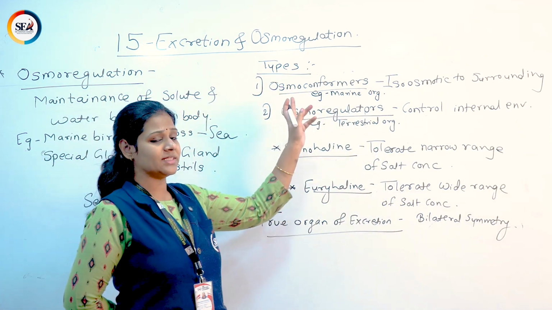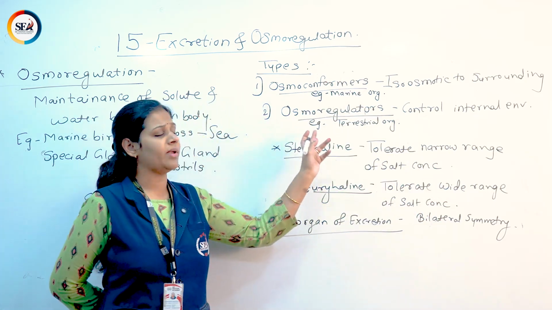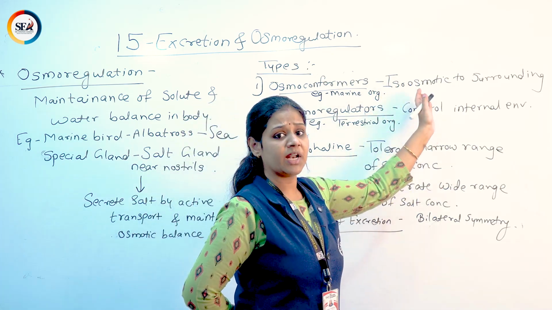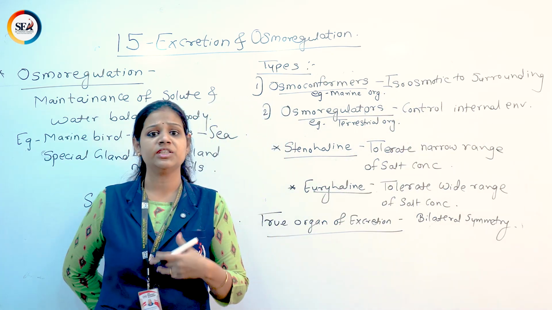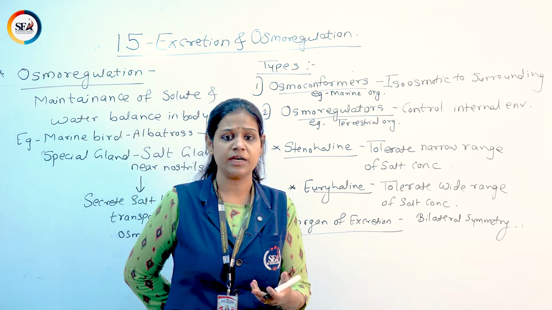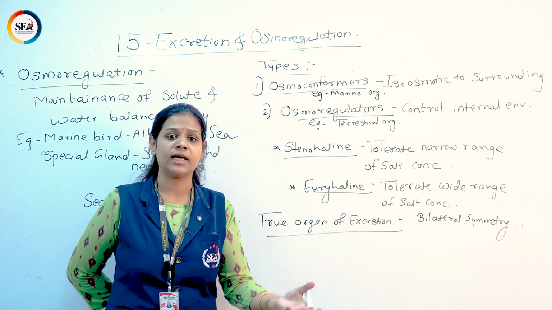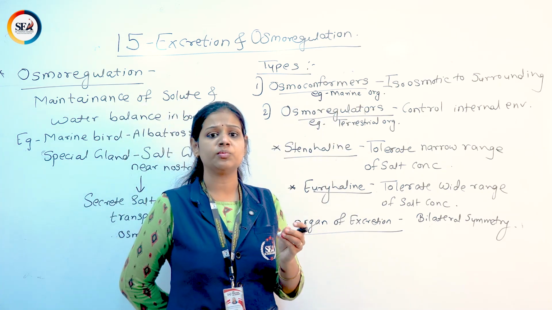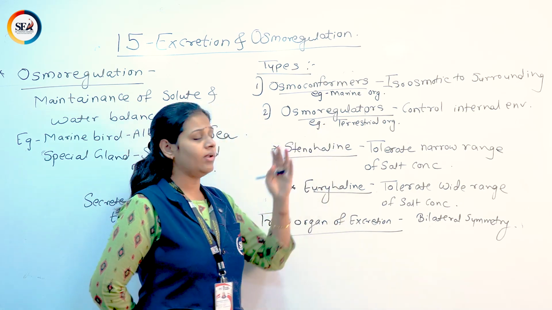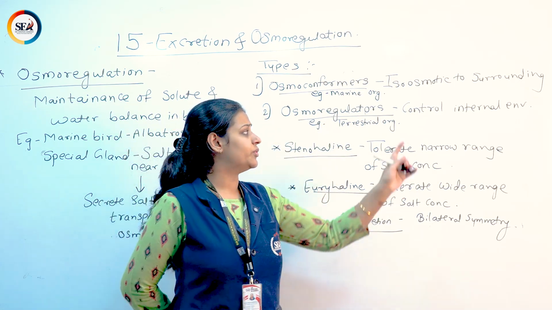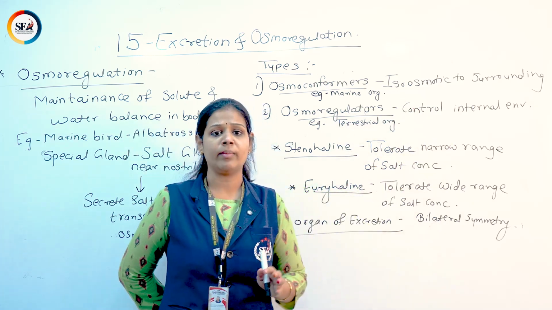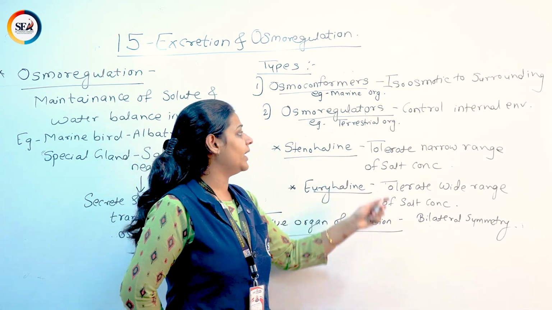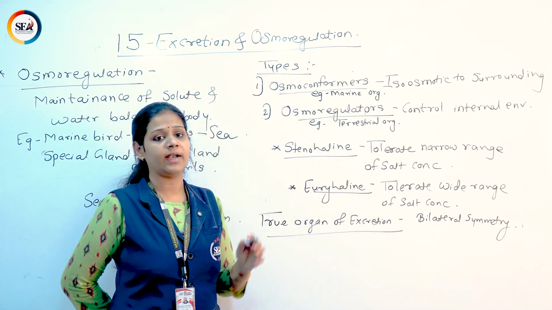Now there are 2 types of animals. Either the organism may be an osmoconformer or an osmoregulator. What are osmoconformers? The animals which are iso-osmotic to the surroundings, meaning they change their internal condition according to the environment, are called osmoconformers. Example, marine organisms are usually osmoconformers. Second, what are osmoregulators? The organisms which can control their internal environment independent of the external environment are called osmoregulators. Example, terrestrial organisms are usually osmoregulators.